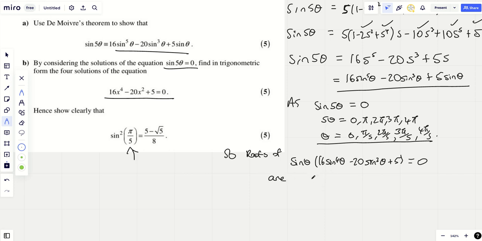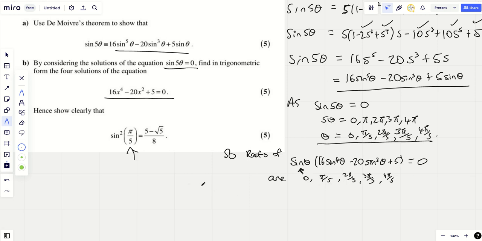Are 0, pi over 5, 2 pi over 5, 3 pi over 5, 4 pi over 5, yeah? Clearly as well, that one corresponds to that one, because sine of pi over 5 isn't 0. So only sine of 0 is 0. So that one must go with that one.